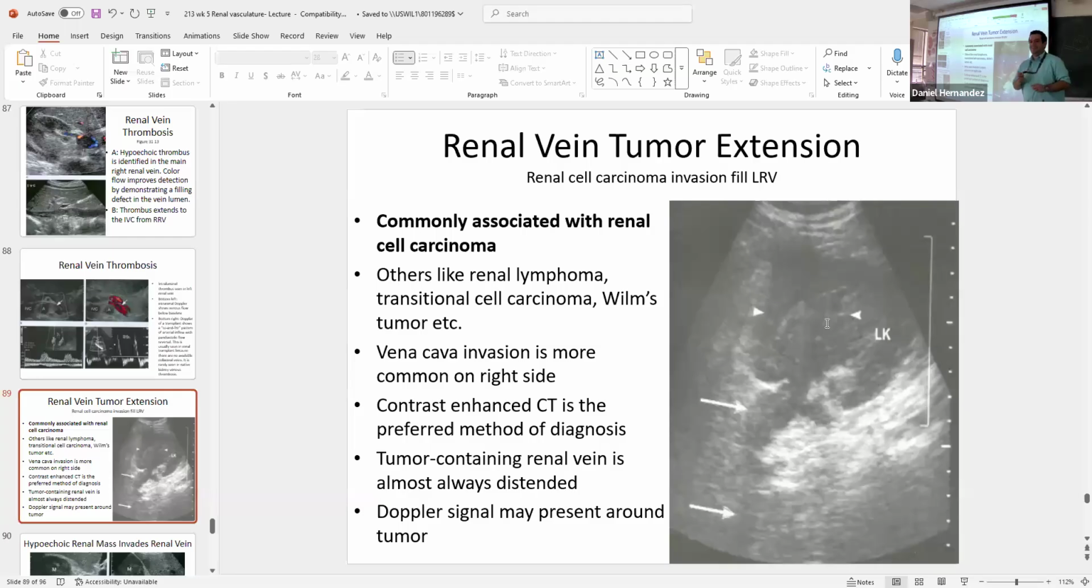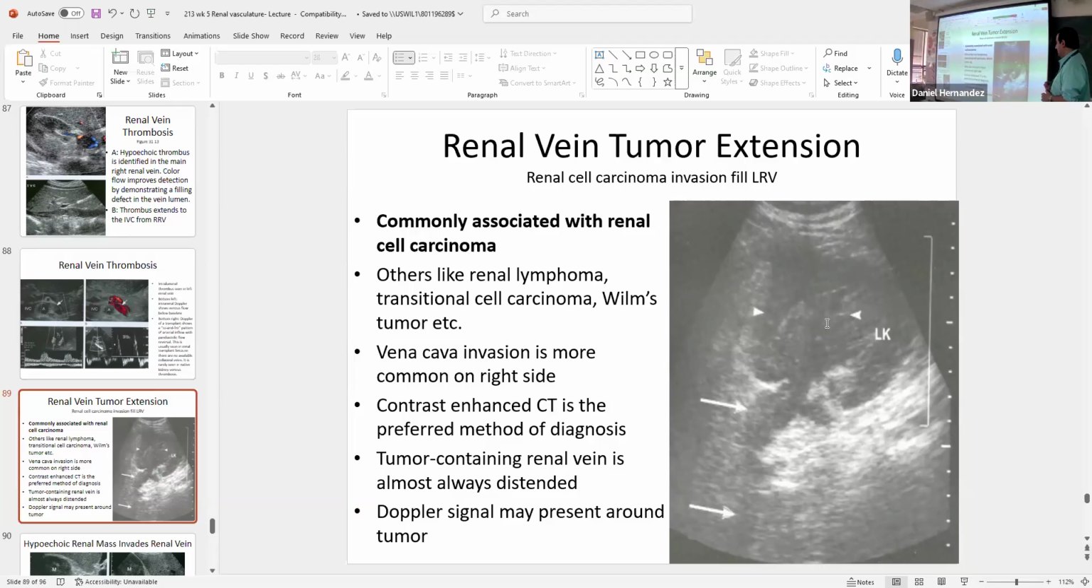Why do you think that is? Shorter. It's got less distance to travel. Just makes sense, yeah. The right renal vein is just much shorter in length than the left. The SMA blocks it. No, I'm just kidding. Good old nutcracker is actually doing something good for you there. Yeah, it's just shorter in length. It's got less distance to travel, so it's more common to have that tumor invade on the right side.